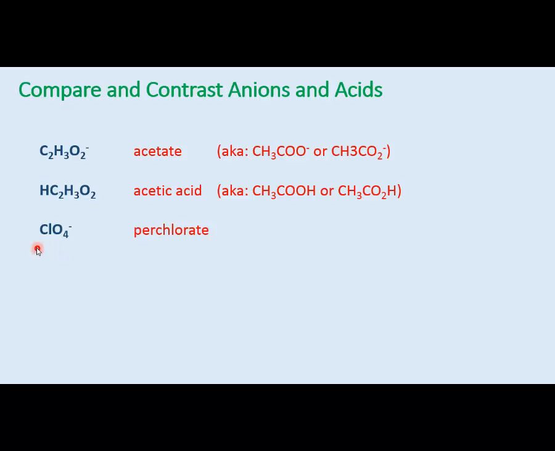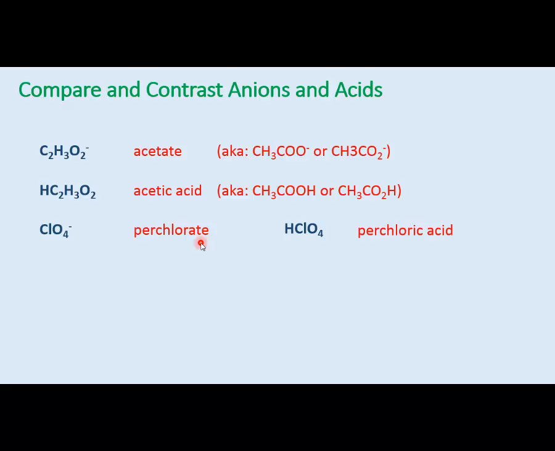If I had the acid form, we'd have 1 hydrogen in front and the charge would be neutral at that point. So here's an acid form of it. Again, we have hydrogen and the chlorine and 4 oxygens. Now I can't call this chloric acid because chloric acid would have only 3 oxygens. So since I have the per here, I'm going to maintain the per in the acid name, but change the ate to an ic so I know I have an acid. So I have perchloric acid.